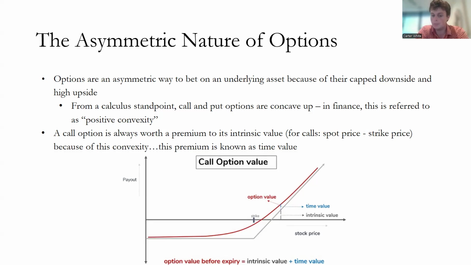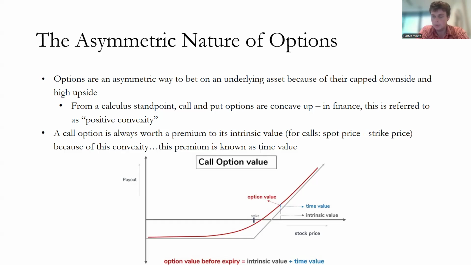But you can see that the option value always is at a premium to the intrinsic value. And this is called time value. And it's because there's always a chance that the option will be in the money. But really, it's because options are asymmetric in that you get more when the underlying goes up than you lose if the underlying goes down.